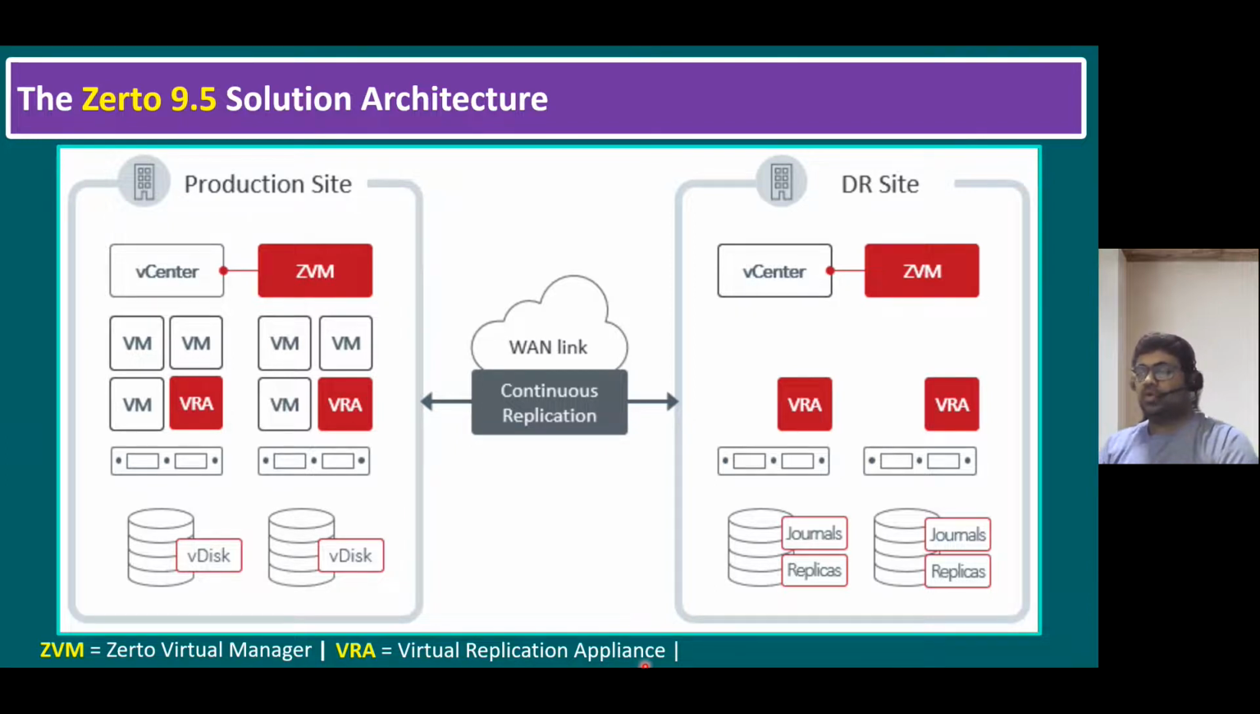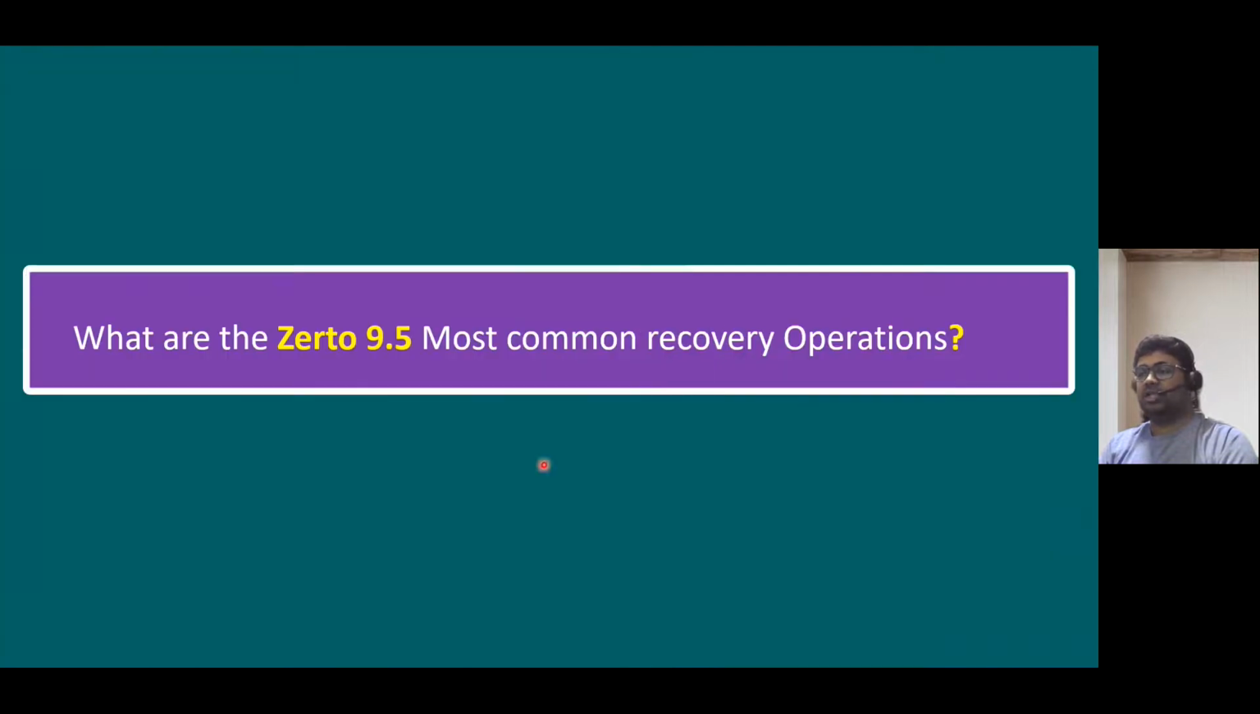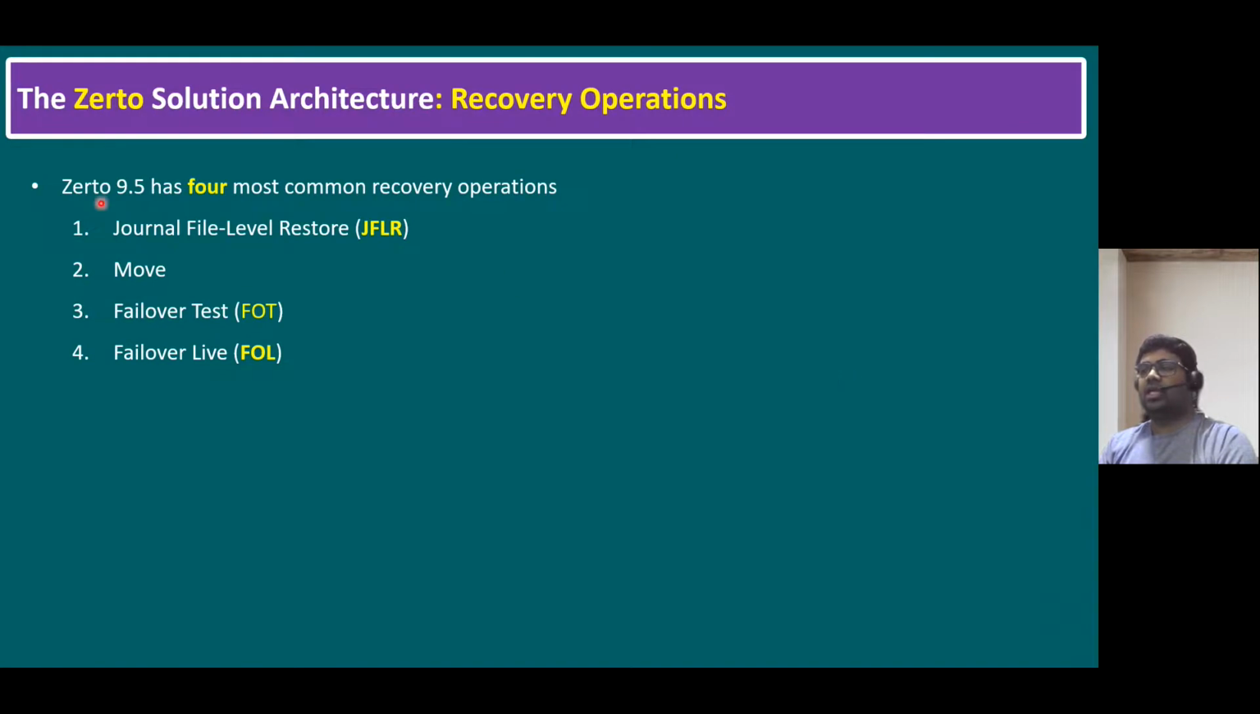Now let's talk about the recovery options available in Zerto. What are the Zerto 9.5 most common recovery operations? There are four recovery operations available. The first one is journal file-level restore. Even if you want to restore at the file level, we are able to do so. That is the first method. The second one is move. Move is also one of the recovery options, and then failover test and failover live. In short form, failover live is FOL and failover test is FOT. If you want to use these four options, let me log into our hands-on lab system and I will show you these options.